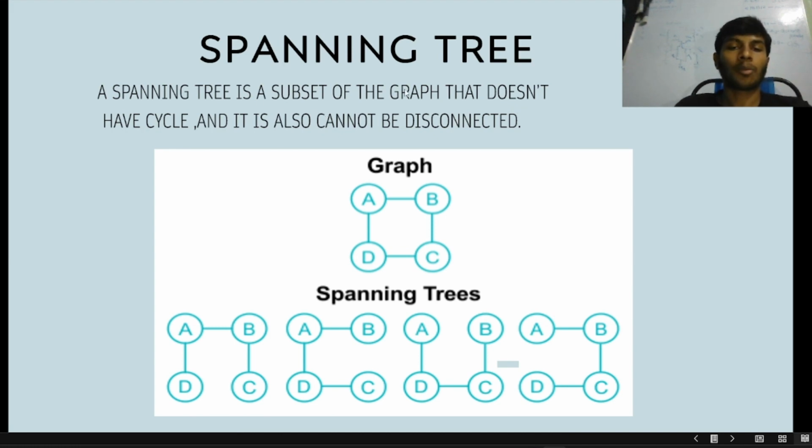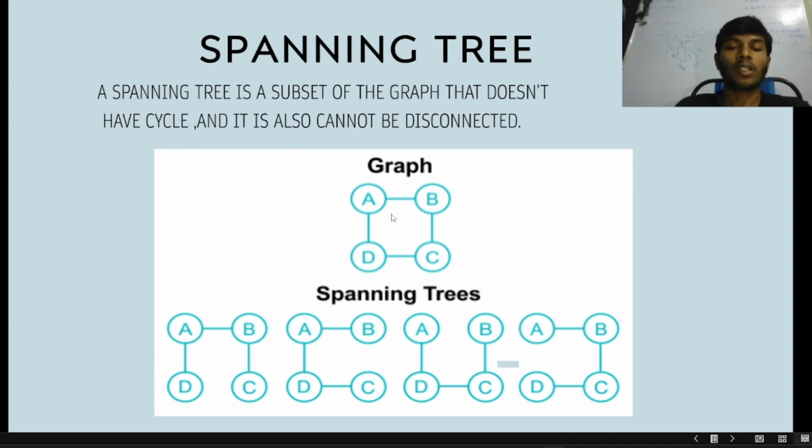Spanning tree is a subset of the graph, as we already know. It should not have a cycle, and it cannot be disconnected, meaning there should be a connection for every vertex. Here there is a graph A, B, C, D, and the number of edges are 1, 2, 3, 4.